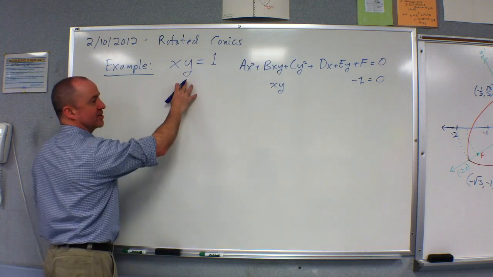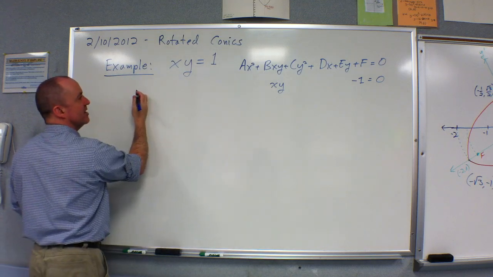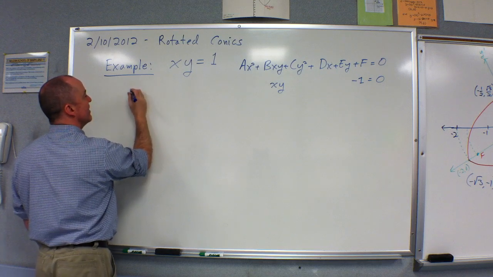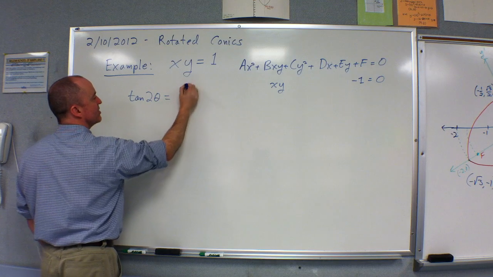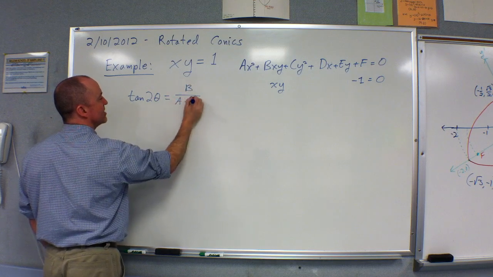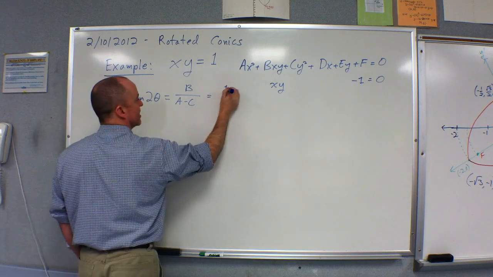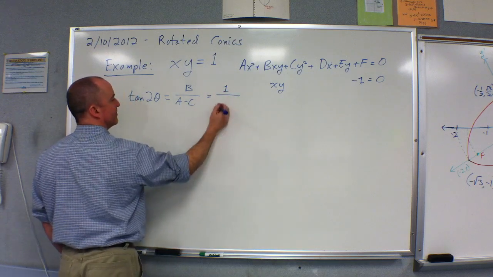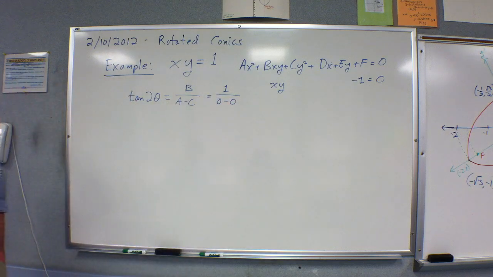This is actually the easiest one to unrotate, as it were. Well, first off, we have to know what the angle is. So what we have is tangent of 2 theta equals b over a minus c. Well, what's b in this case? 1. And what's a minus c? 0, yeah, 0 minus 0. Wait a minute, so we have something undefined.